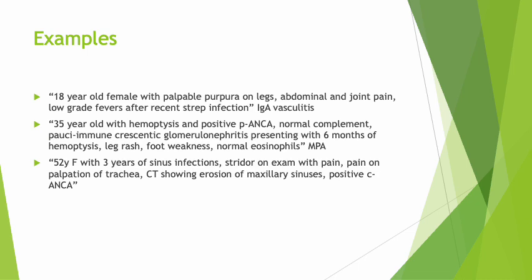And what about a 52-year-old female with 3 years of recurrent sinus infections? She's coming in with stridor. You notice she has some erosion of her maxillary sinuses, pain when you palpate the trachea, and a positive C ANCA. And again, remembering all of our buzzwords here, you have that positive C ANCA, which tells you something already, but you also notice that she has erosive disease of her sinuses, and she's having pain on palpation of the trachea. So this is trying to get you to think about GPA. This is trying to differentiate, do you know C ANCA versus P ANCA, and do you know the clinical features?